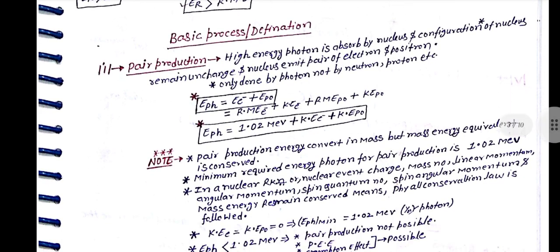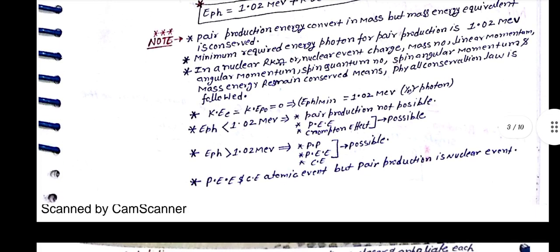Next, basic process definitions. Pair production is when a high energy photon is absorbed by the nucleus and the configuration of the nucleus remains unchanged, and the nucleus emits a pair of electron and positron. Means the high energy photon is absorbed by the nucleus, its configuration will not change, and it emits a pair of electron and positron after absorbing that high energy. These are some of the notes you can read.